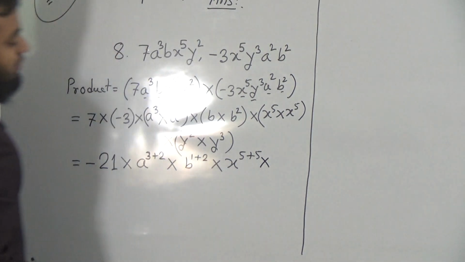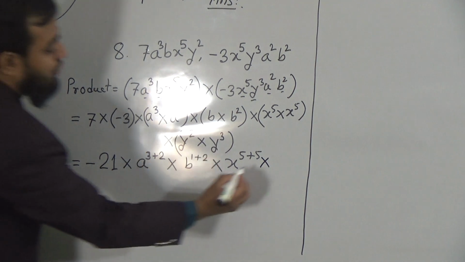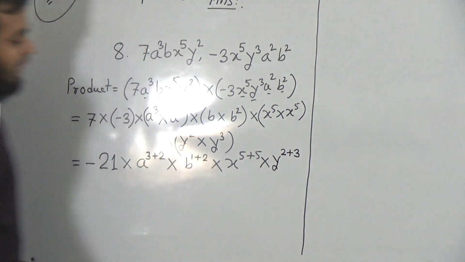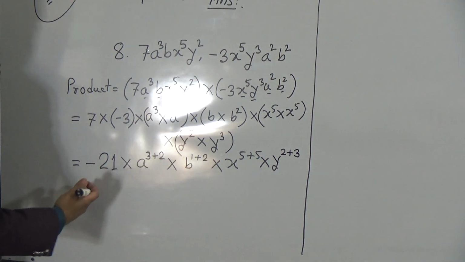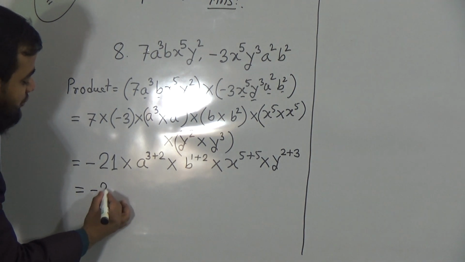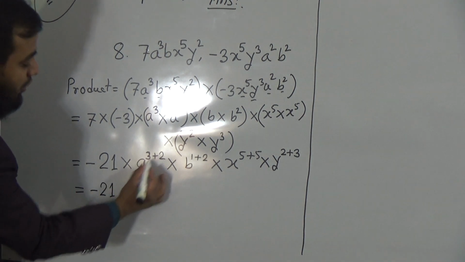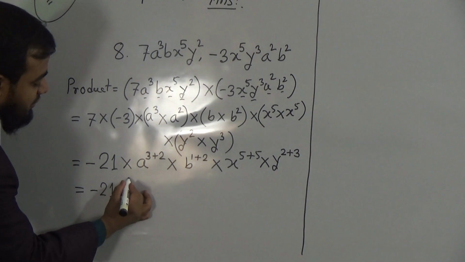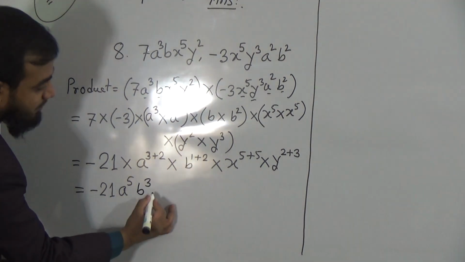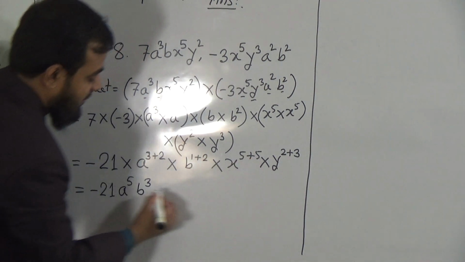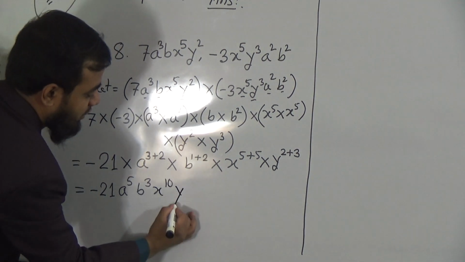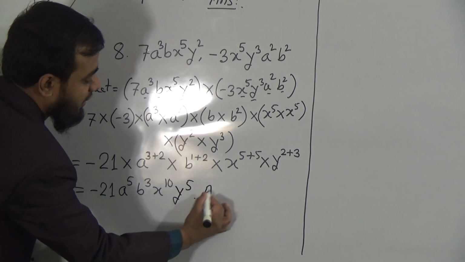Okay, now multiply y square and y cube. It will be y to the power 2 plus 3. I think you should have understood. Now it's a simple addition here, it's nothing to do. It's minus 21 and a to the power 3 plus 2, how much? 5. And b to the power 1 plus 2, that means b to the power 3, x to the power 5 plus 5, that means x to the power 10, and y to the power 2 plus 3, that means y to the power 5. It is our required answer, dear students.